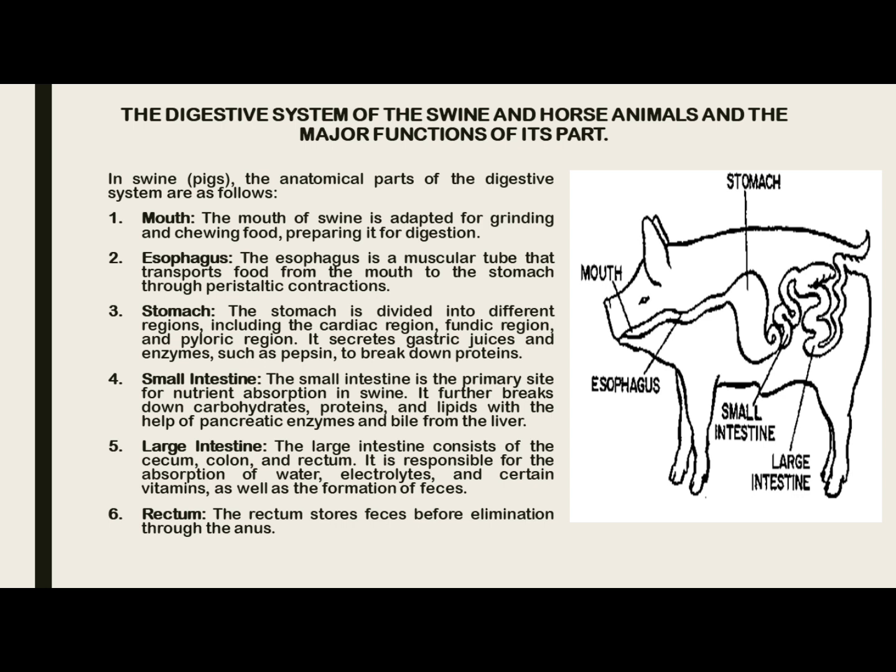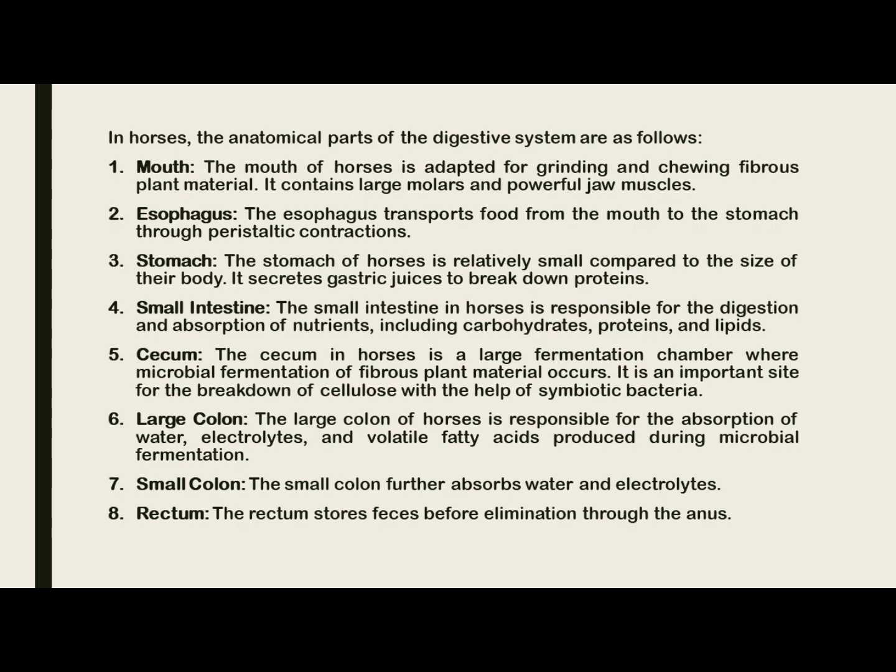Large intestine. The large intestine consists of cecum, colon, and rectum. It is responsible for the absorption of water, electrolytes, and certain vitamins, as well as the formation of feces. Rectum. The rectum stores feces before elimination through the anus. In horses, the anatomical parts of the digestive system are as follows.